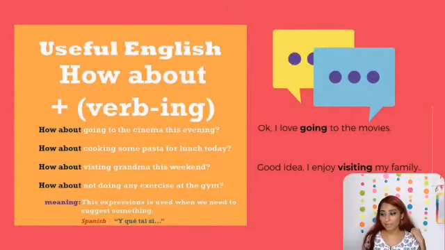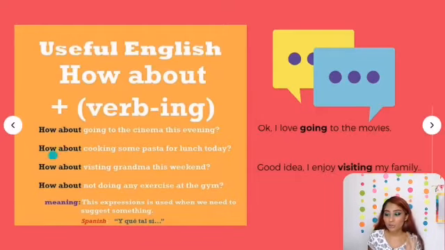But today we're going to do a review about how about plus verbs in -ing, gerund. Remember that these kinds of questions always start with how about, and then we use the next verb in -ing, gerund. For example, I show you this picture, this chart. This information is explained super well. How about going to the cinema this evening?